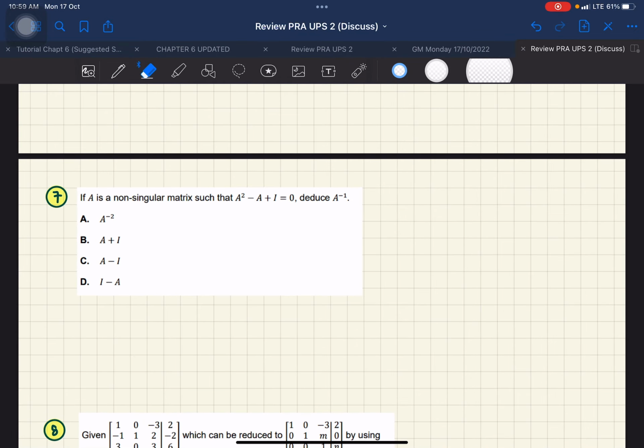Next one, number 7. If A is a non-singular matrix such that A square minus A plus I is equals to 0, you need to deduce A inverse. So kita ada an equation on matrix, okay, and then you need to find what is A inverse. So A inverse, there is no A inverse in this equation. So you need to wujudkan, awak kena hasilkan, kena adakan dululah the A inverse in the equation. So apa yang kita akan buat is, we are going to multiply A inverse to all term that we have. So kena darab kat sini, darabkan dekat sini, darabkan dekat sini, darabkan kat sini.